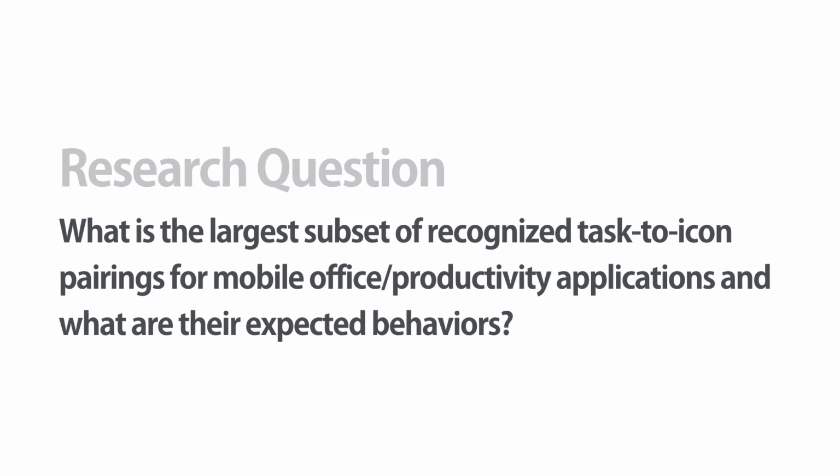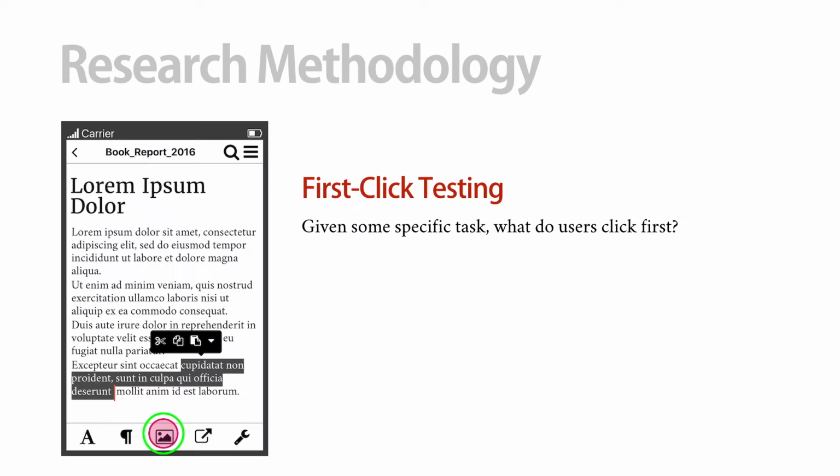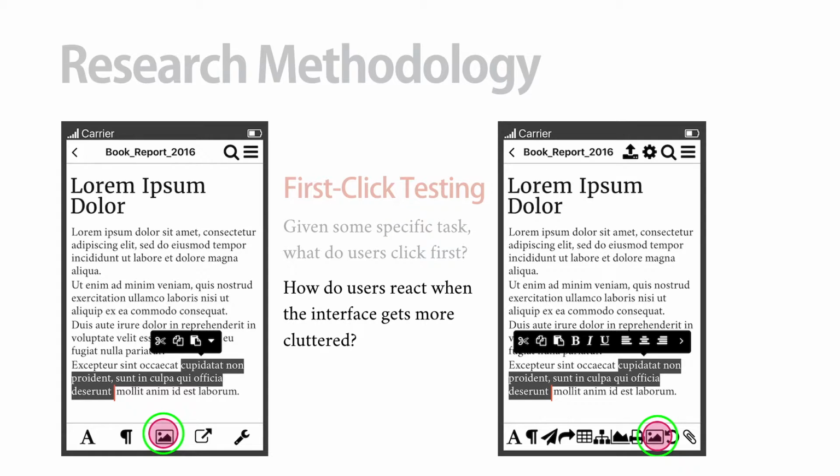So, what is the largest subset of recognizable task to icon pairings for mobile office productivity applications, and what are their expected behaviors? So, what did I do to those three poor souls who volunteered to participate? So, we started off with first click testing. And the purpose of this was to show the strongest mental associations participants have between specific icons and at what point they experience icon fatigue.